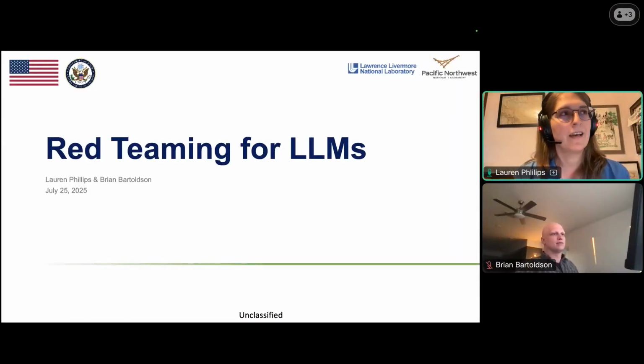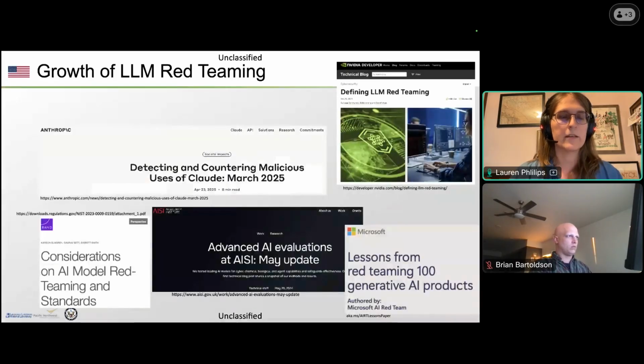I'll kick it off. So yeah, today we're going to be talking a bit about red teaming for LLMs. We've discussed a little bit about this earlier today, but my hope is that we can dive into some of the different types of red teaming that exist. Because although we talk about red teaming as a specific activity, there are lots of different ways that you might conduct red team. And so we're going to go over some specifics of what that might look like, as well as just a general state of where red teaming is.